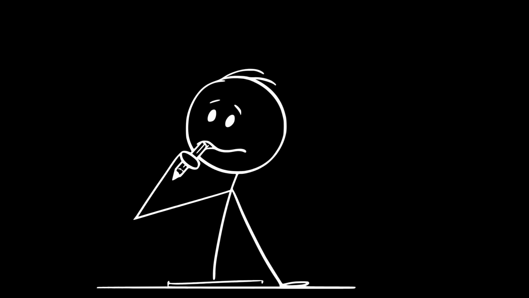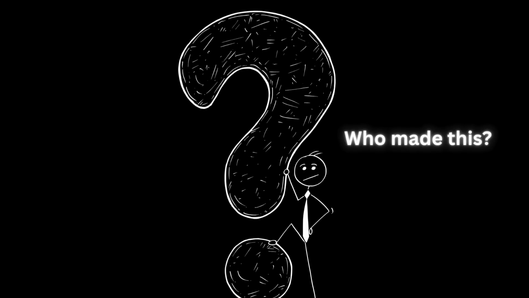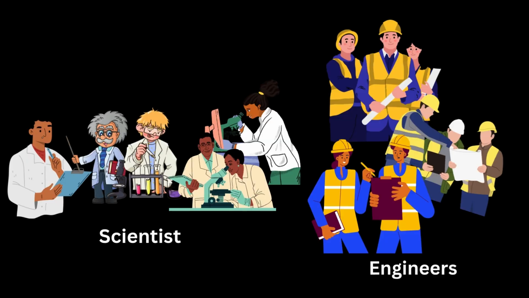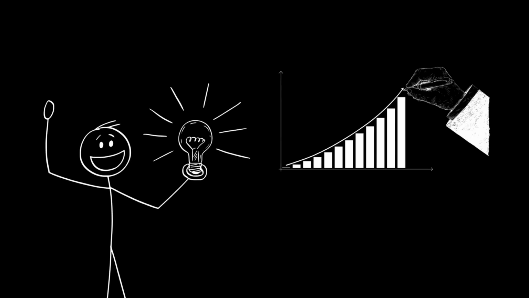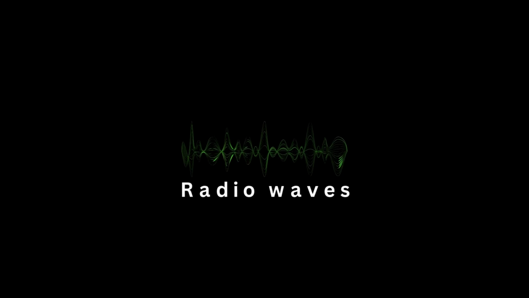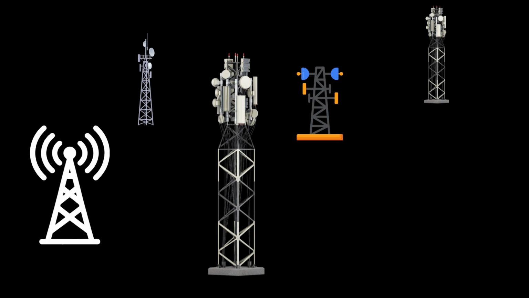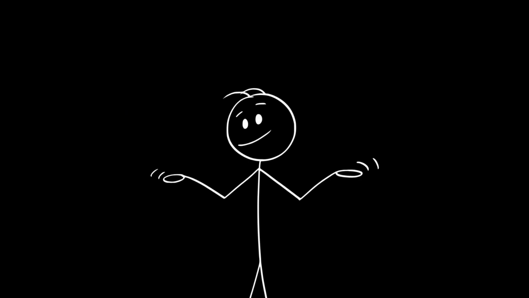Now you might ask, who made this magic system? A bunch of brilliant scientists and engineers. A long time ago, people discovered you could send signals by using invisible waves in the air, called radio waves. Over time, they built towers, antennas, and phones that could send and catch those waves perfectly. The base of all this is the radio waves and the towers.